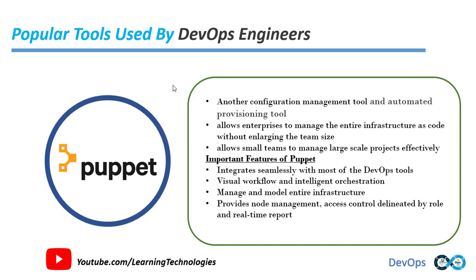Moreover, DevOps teams can manage multiple coding and other resources in Puppet. Puppet is used by Microsoft, Google, Accenture, etc. If you see the main features of Puppet: it integrates seamlessly with most of the DevOps tools, visual workflow and intelligent orchestration, manages and models the entire infrastructure, and provides node management, access control delineated by role, and real-time reports.